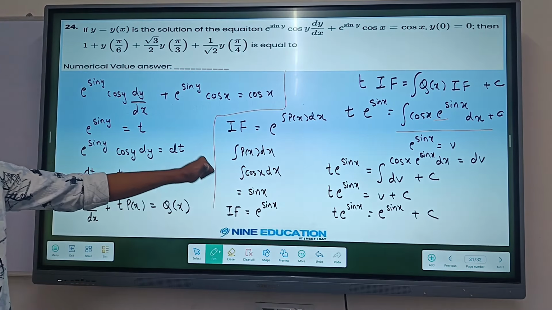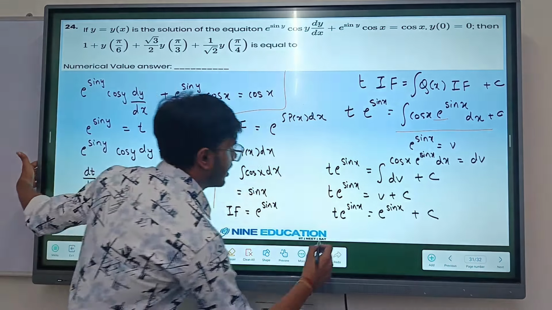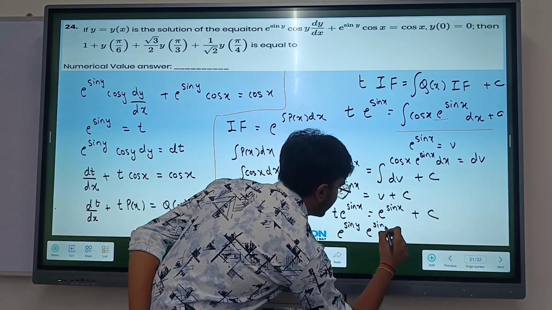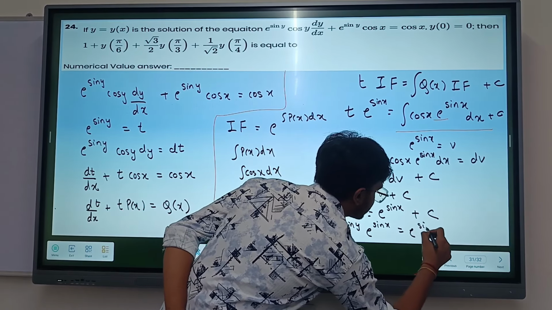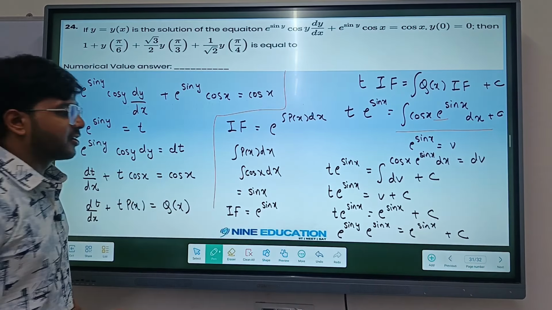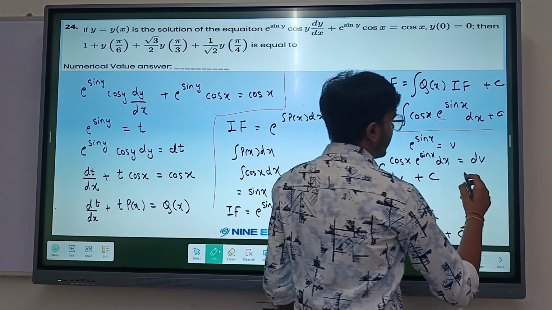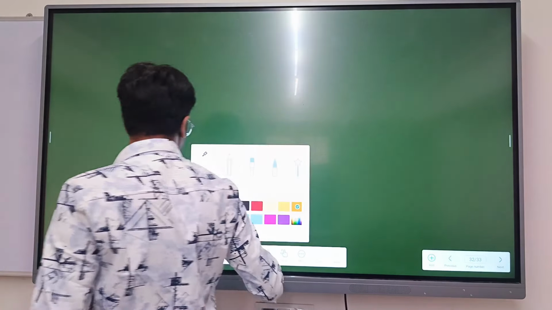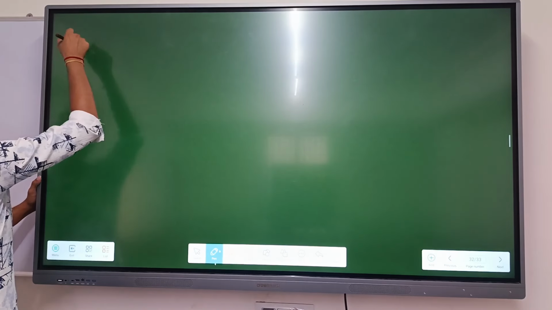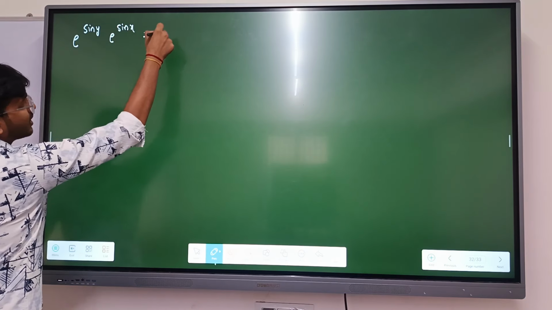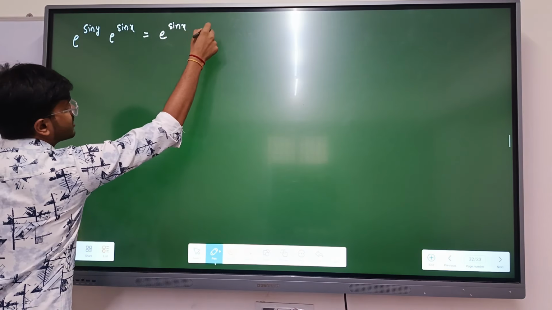And what is t? t was e power sin y. So e power sin y into e power sin x equal to e power sin x plus c. What is given here? y of 0 is 0. So what do we have? We have e power sin y into e power sin x equal to e power sin x plus c.